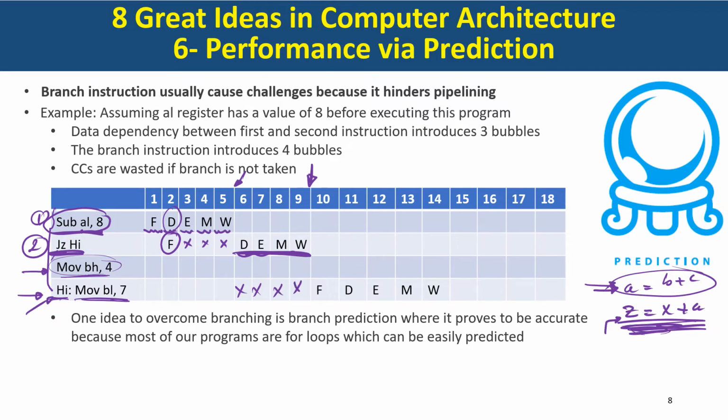Okay? So again, we created 4 bubbles here. So I'm saying here that let's assume that AL has 8 before instruction 1. So in that case, we will have 0 subtraction, so we're gonna jump. If AL is 10, for example, this is not 0 subtraction, so we're gonna execute the third instruction. In either case, we have to wait until the 9th cycle to execute the 4th instruction. And this will create 4 bubbles here.